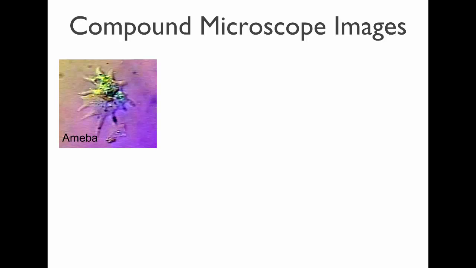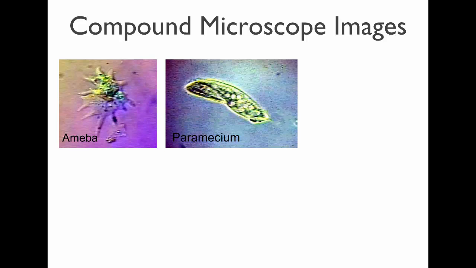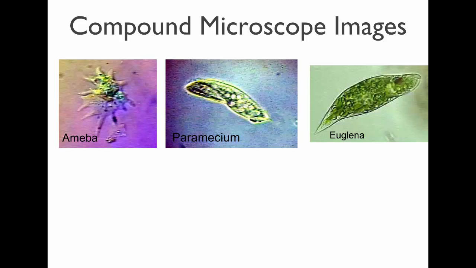Here are some examples. This is an amoeba. That's a single-celled organism. It's a tiny little thing that lives in fresh water. We'll actually get some living amoeba in a few weeks to look at. But you need the microscope to see them, because that's how small they are. This is a paramecium, another single-celled organism that swims through fresh water. We will look at those.